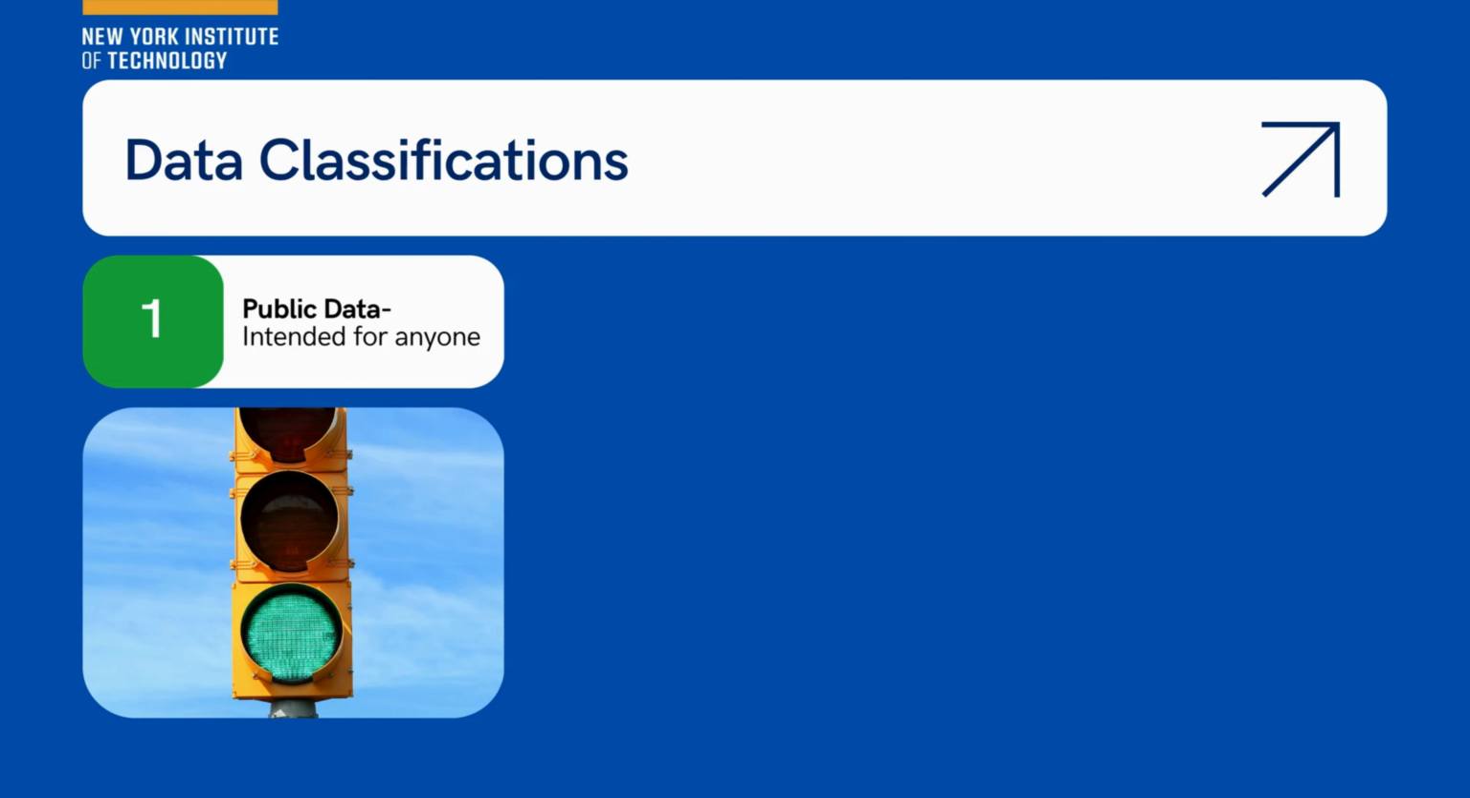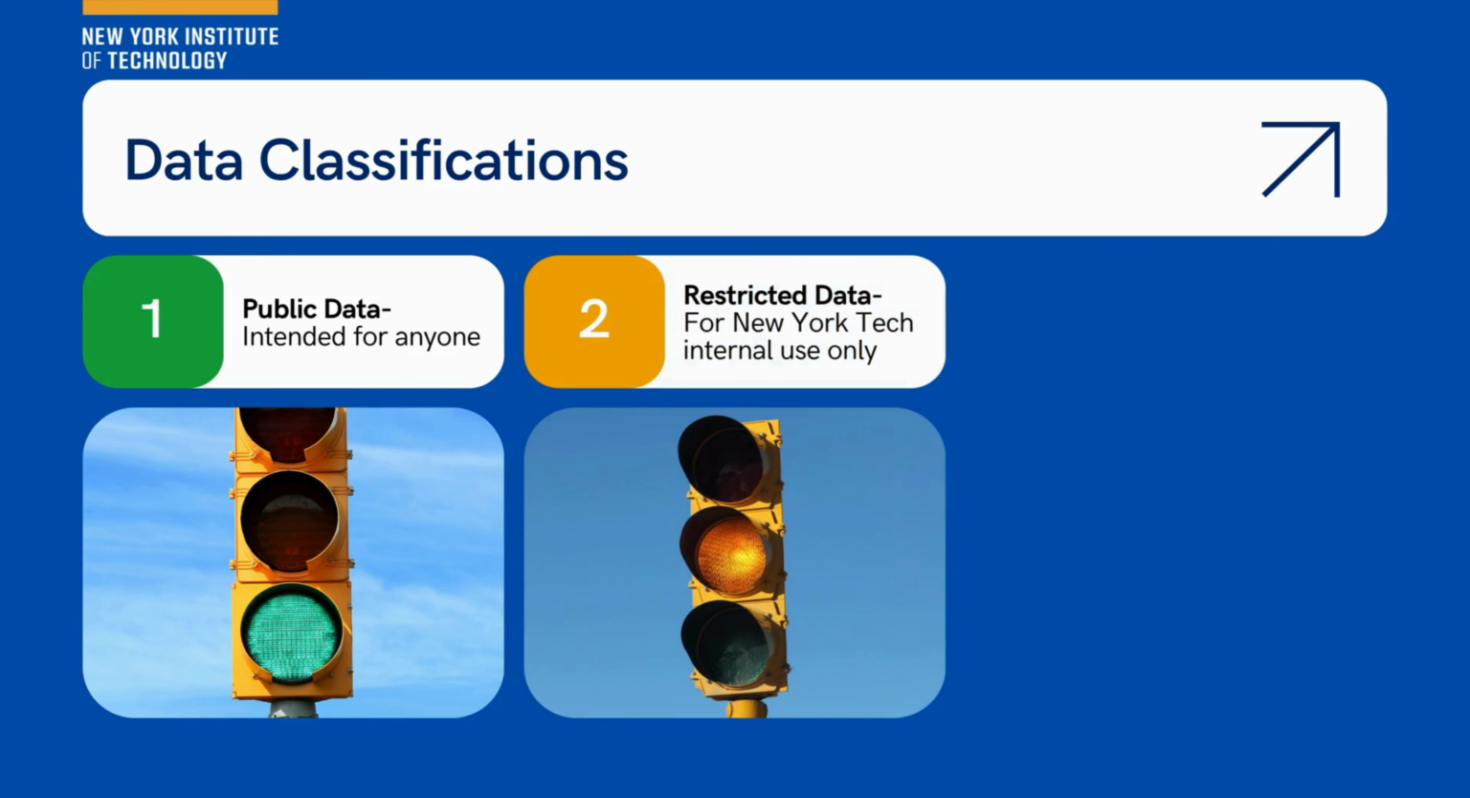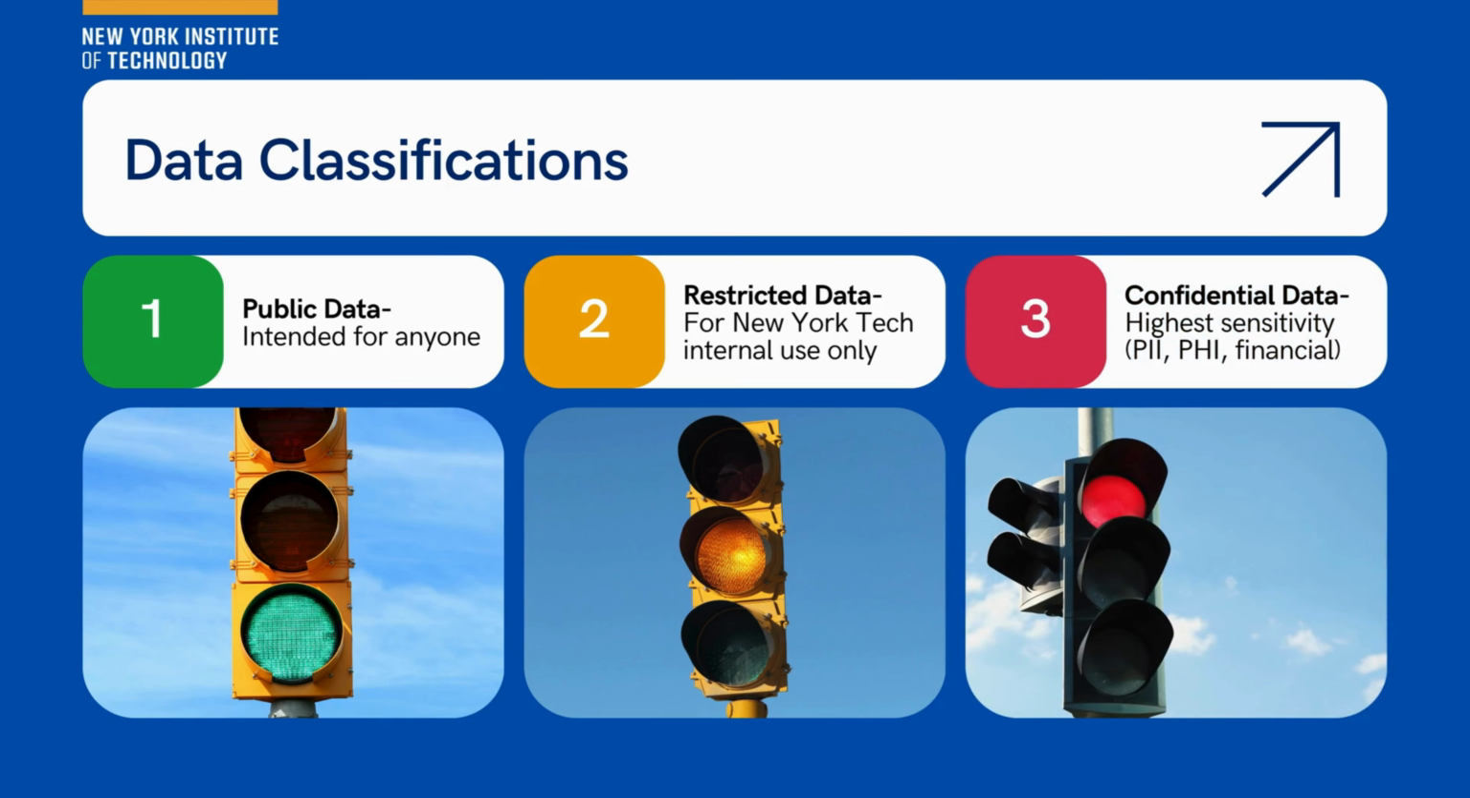Public: information intended for public release, such as press releases, published research, or marketing materials. Restricted: data meant for use within New York Tech, but not intended for public consumption, such as internal memos, staff directories, and general communications. And confidential: the highest level of data sensitivity, covering material whose exposure could result in significant legal, reputational, or operational harm. This includes personally identifiable information, PII, protected health information, PHI, or unannounced financial results.